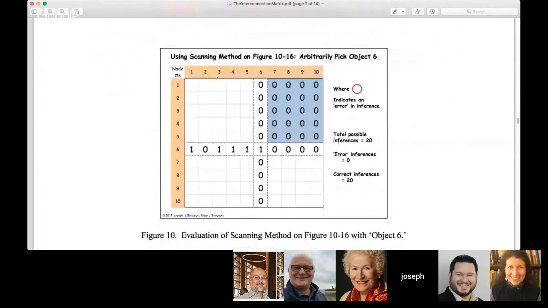And then we'll go and look at, we pick object 6. Object 6 is interesting because it doesn't infer anything in the lower at all, but it does correctly infer all the zeros in the top. So you'll see that it's kind of an interconnector, really has only one connection.